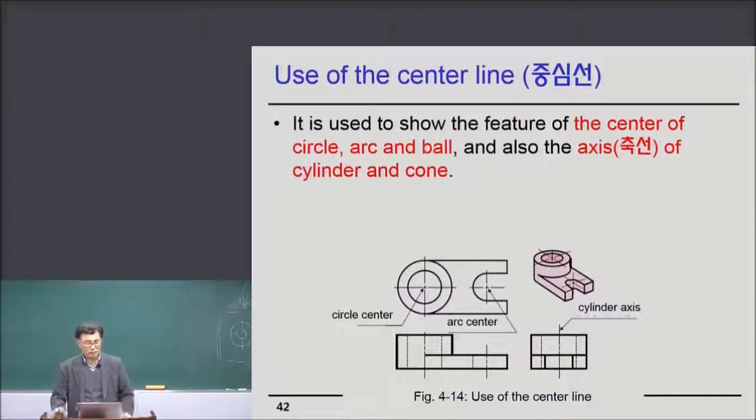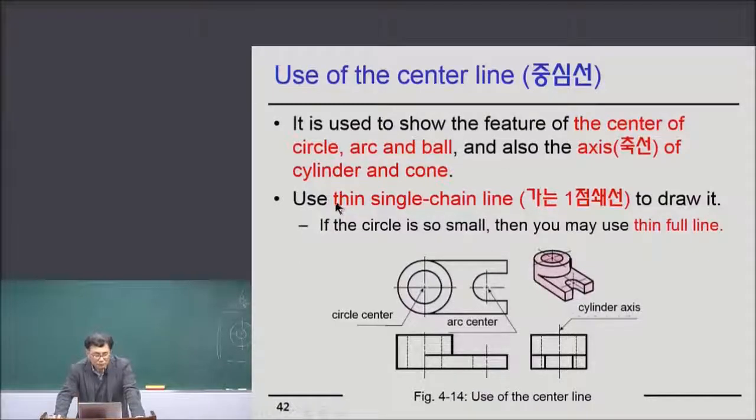And center line is used to show the feature of the center of the circle, center of the arc, center of the ball, and also the axis of cylinder and cone. So we use a thin single chain line to draw the center line. So here this is center line, okay? The center line and this is circle center. So a center line for the two circles, okay, center line. And center line for arc center, and center line for the cylinder axis, okay, all right.